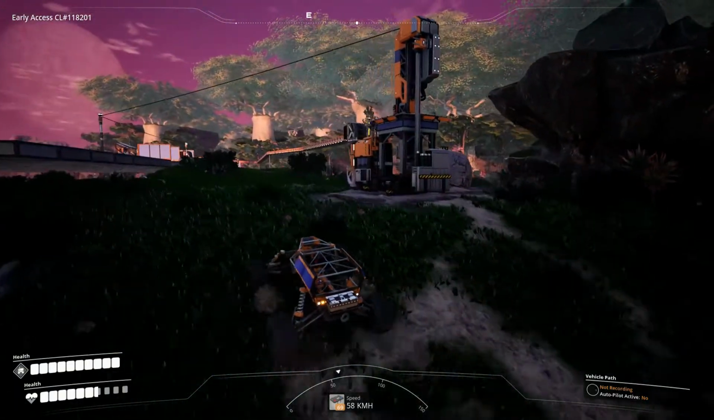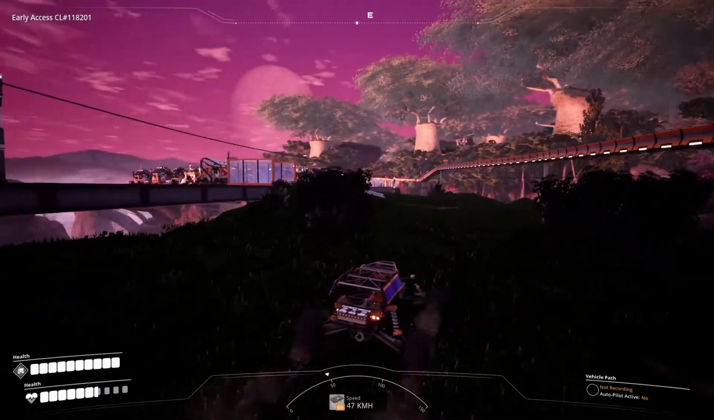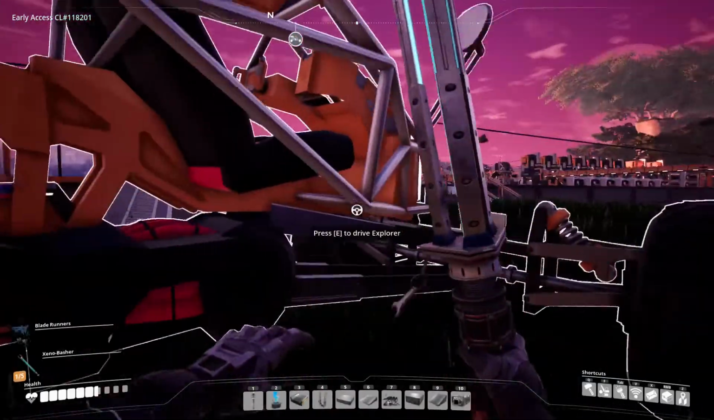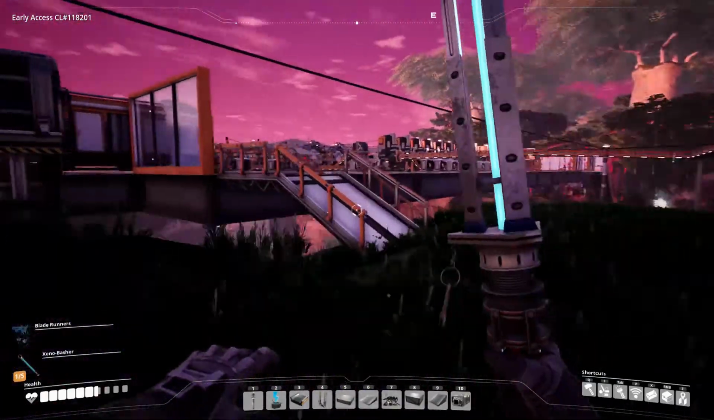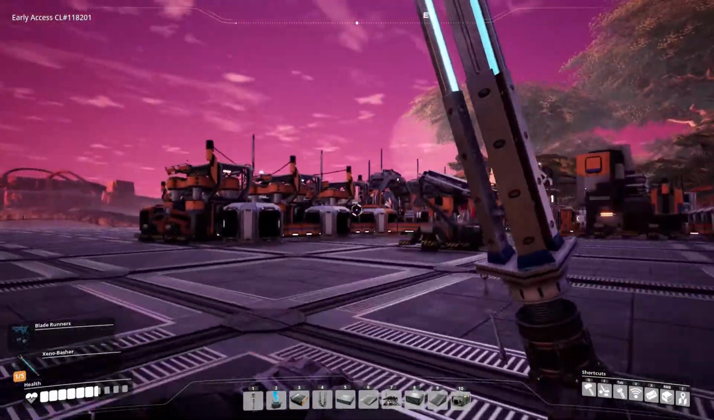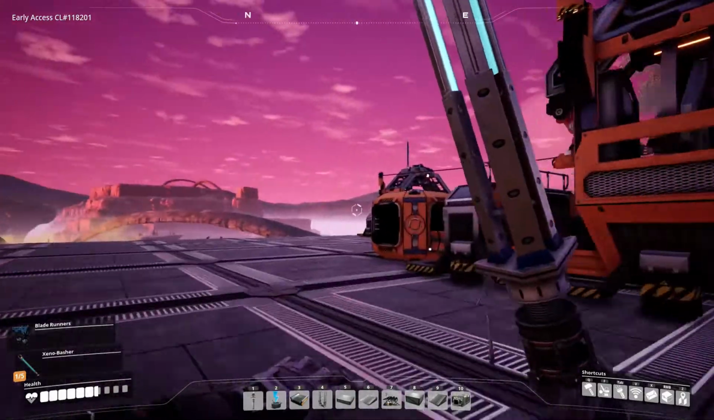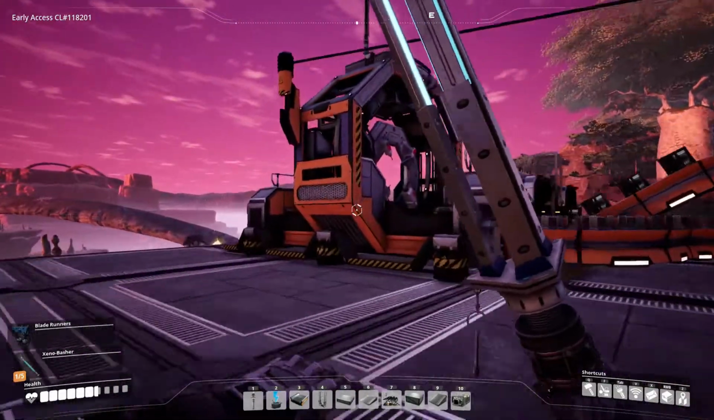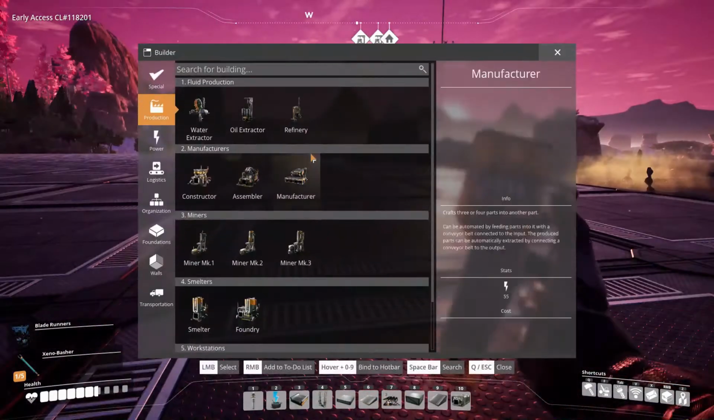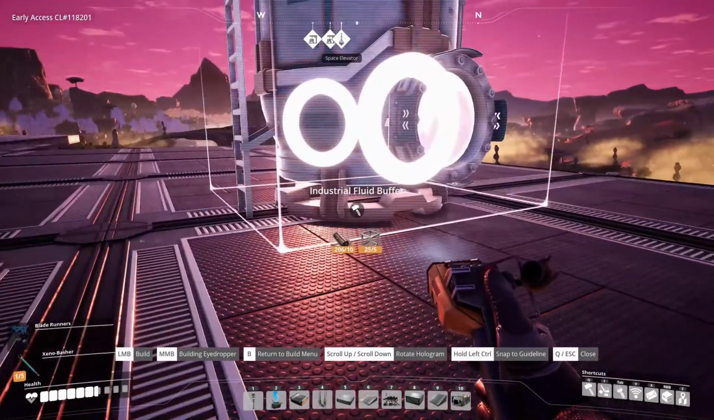You have this Caterium node here, then uncovered iron node. Yeah, so this base has all the resources to produce electromagnetic control unit, or however it's called. Control rod. So let's take a look at the base. Do I have enough?